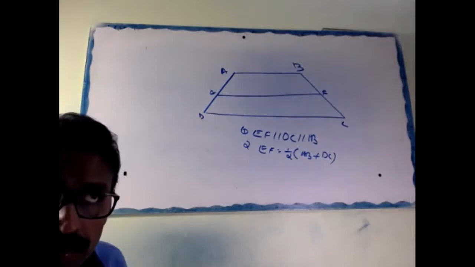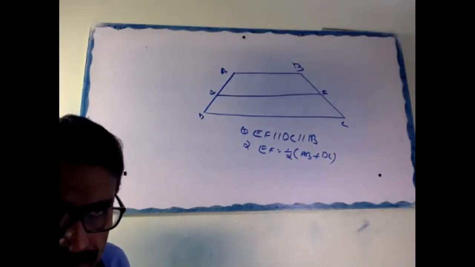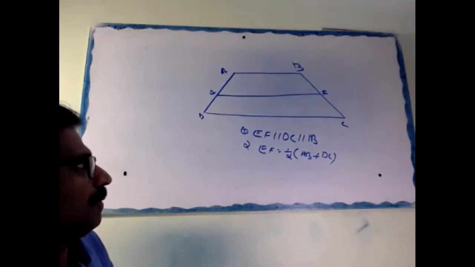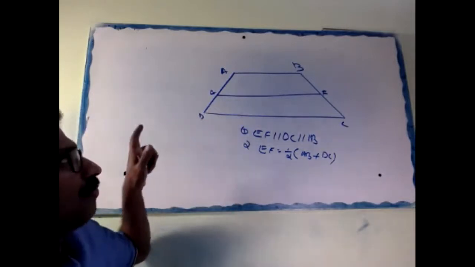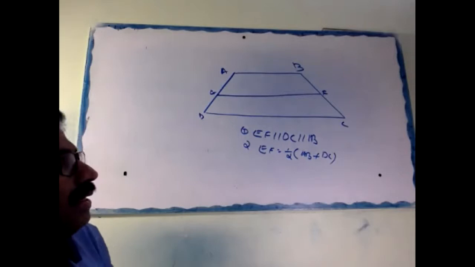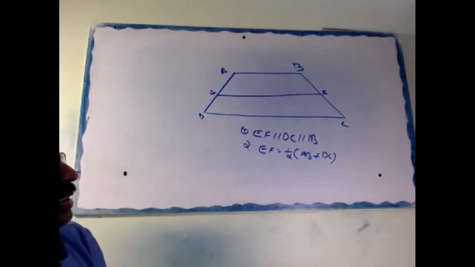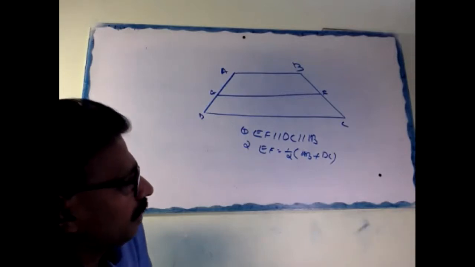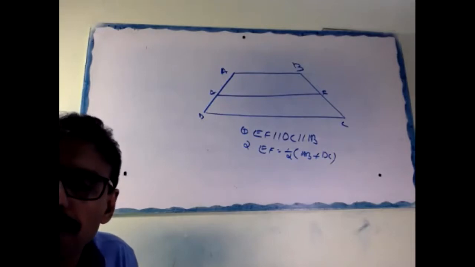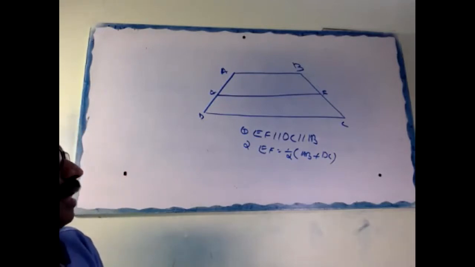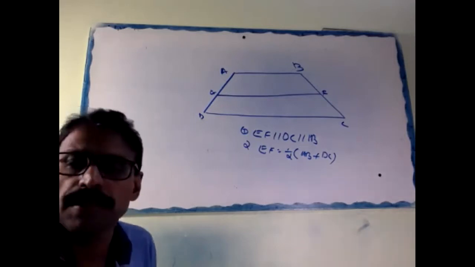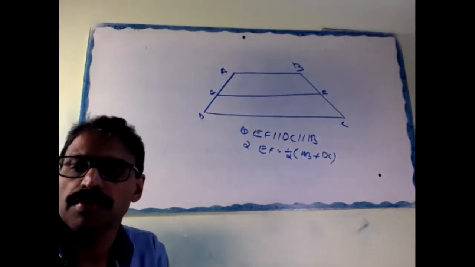ABCD is a trapezium in which AB is parallel to DC. E is the midpoint of AD. F is the midpoint of BC. Then EF, what do you have to prove? EF parallel to DC parallel to AB, and EF equal to half of AB plus DC.